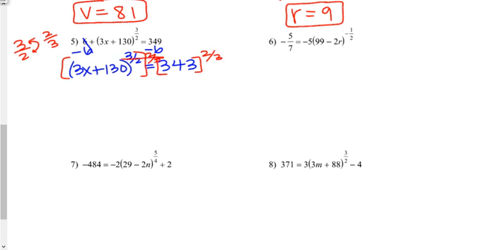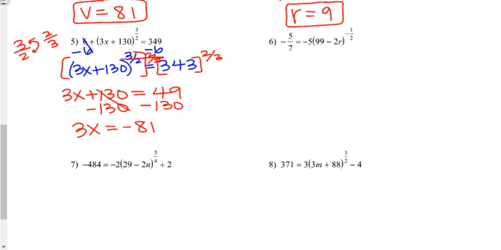On the left it cancels, and I just get 3x plus 130. On the right is where I have to plug it into my calculator, 343 to the power of 2/3. So I get 49. Alright, now I do have to do a couple more steps to solve for x. I'm just going to subtract 130. So 49 minus 130, I get negative 81. So I have 3x equals negative 81. Then I divide by 3, and I get negative 27.